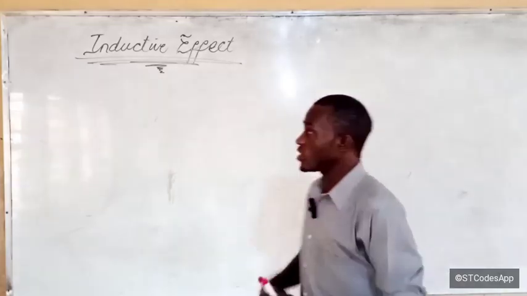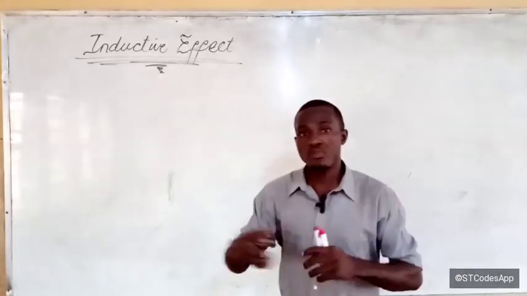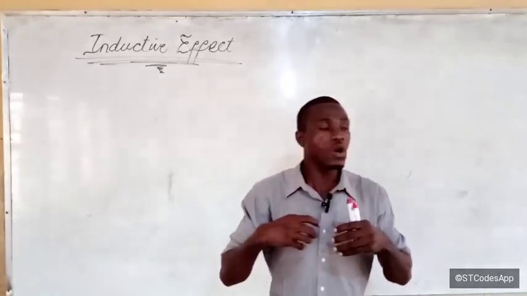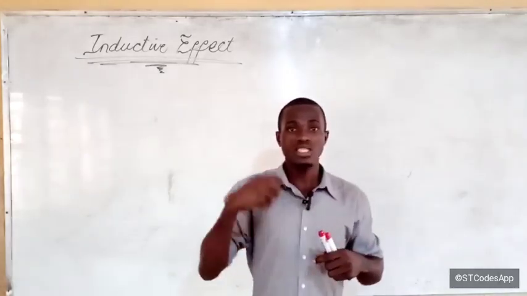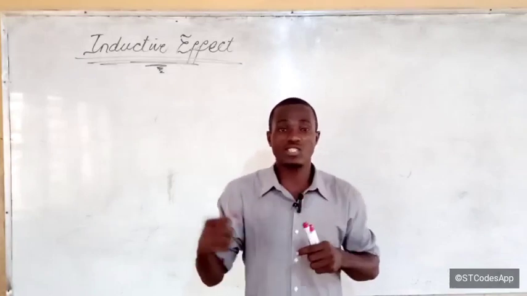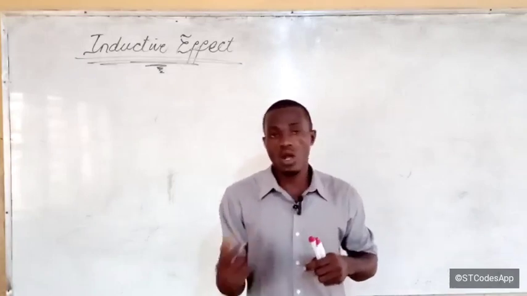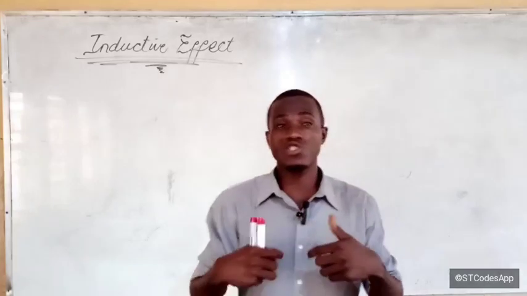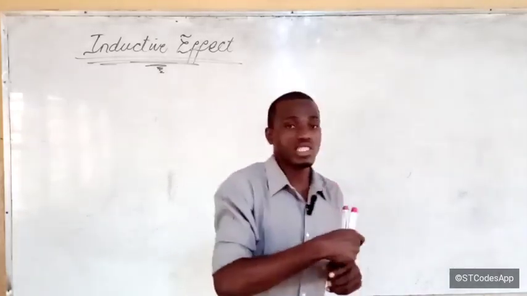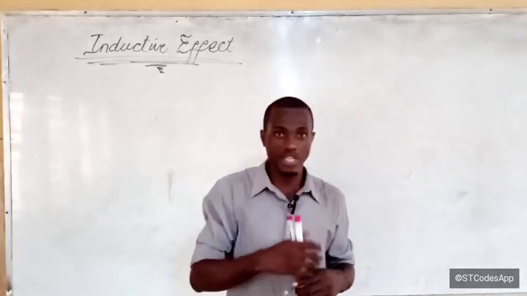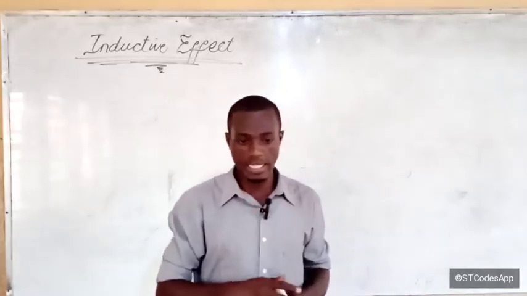Now, inductive effect is basically a push or pull on electron that happens on a sigma bond due to differences in electronegativity values. We can also define it as the transmission of charges across sigma bonds in a carbon-to-carbon chain. Now, let us clarify that.